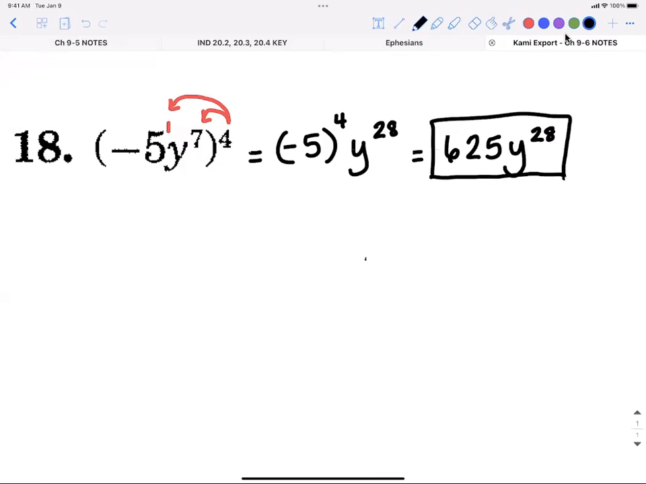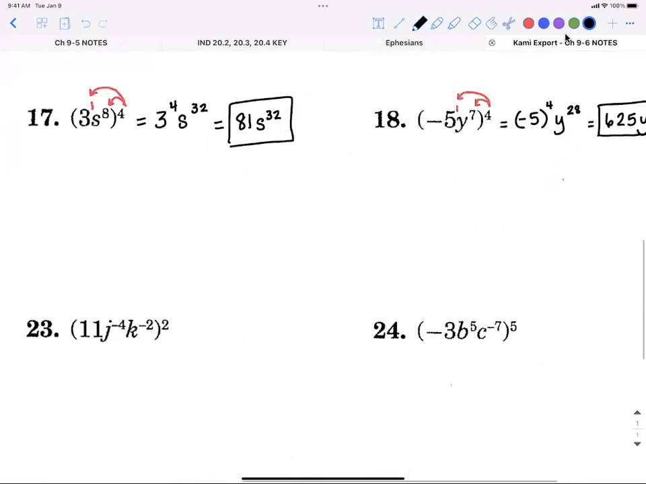All right, so we've got -5 raised to the 1 times 4, which is 4. And then we've got y raised to the 7 times 4, which is 28. And then because we want to go ahead and simplify that number to a power, we've got -5 times -5, that goes positive. We've got another -5 times -5, that goes positive. And those two positives go together to give you a positive answer of 625, y to the 28th. Remember, when your base is negative, if your exponent is even, your answer is going to be positive, okay?